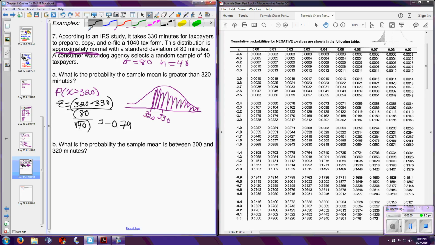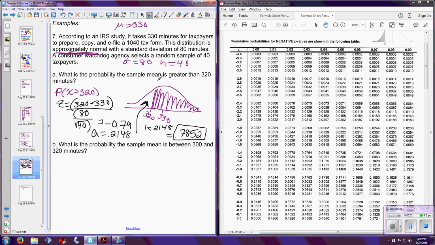Now, if our z-score is negative 0.79, go over to our chart, we get an area of 0.2148. However, that's stuff on the left. We want the area on the right, so we use the complement rule. 1 minus 0.2148 is 0.7852, which is the area we were looking for. In other words, the probability that the sample mean is greater than 320 is 0.7852.